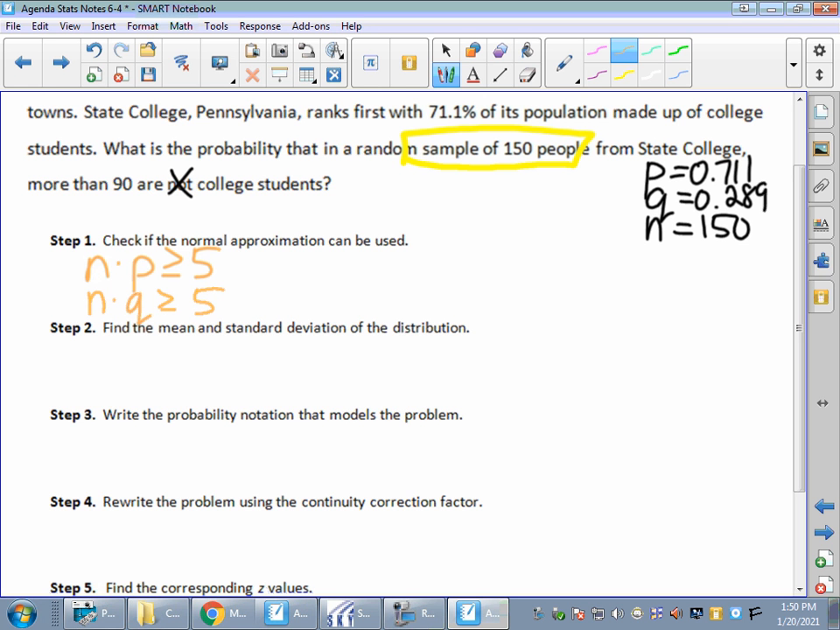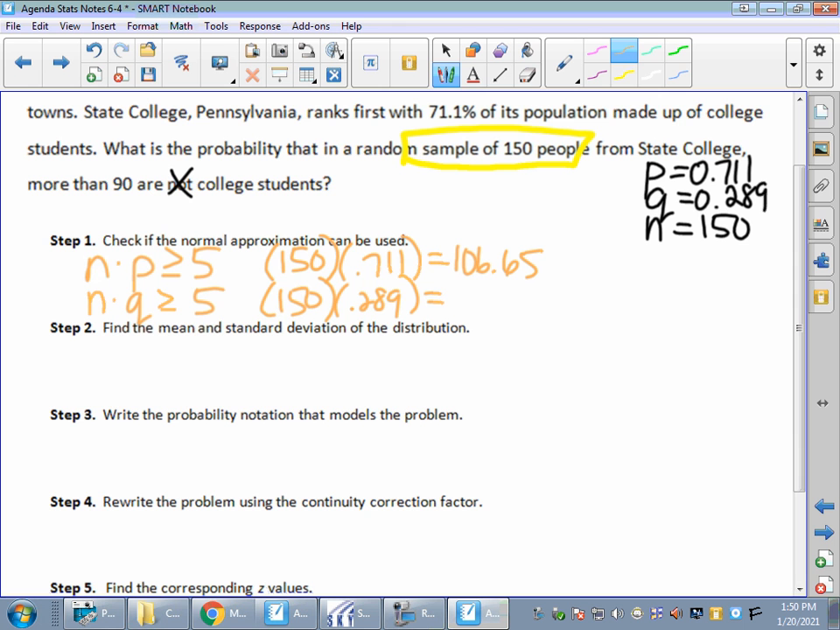So n times p, 150 times 0.711. Is that greater than 5? I believe it came out to 106 point something. N times q, 150 times 0.289. Is that greater than 5?